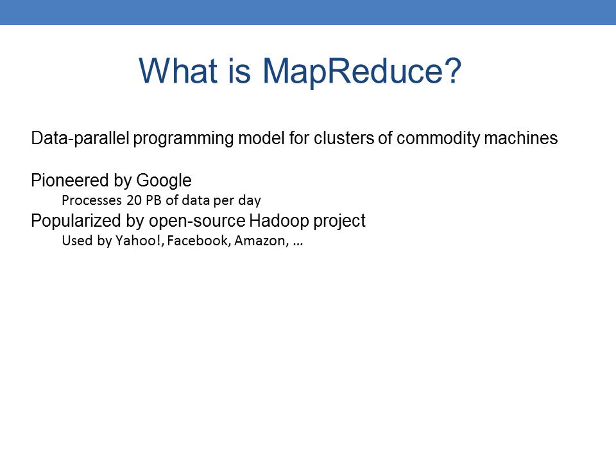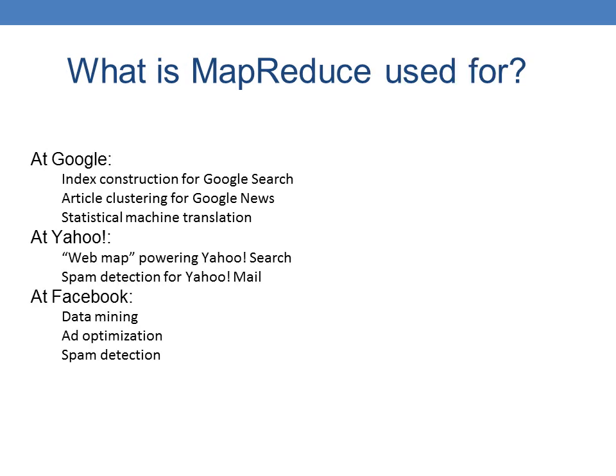So what is MapReduce? A data parallel programming model for clusters of commodity machines, pioneered by Google, which processes 20 petabytes of data per day, and popularized by open source Hadoop projects, used by Yahoo, Facebook and Amazon.